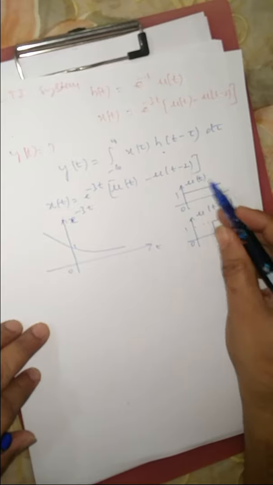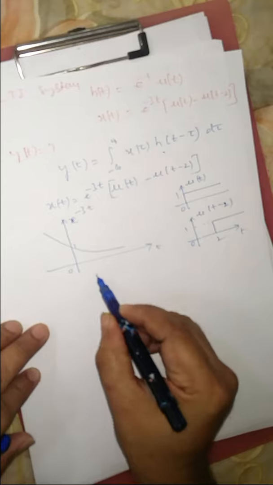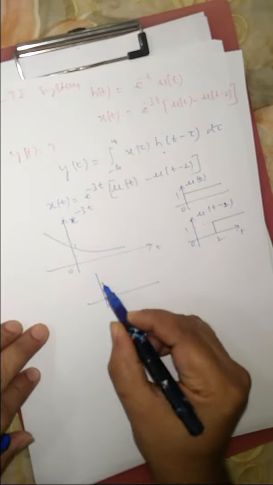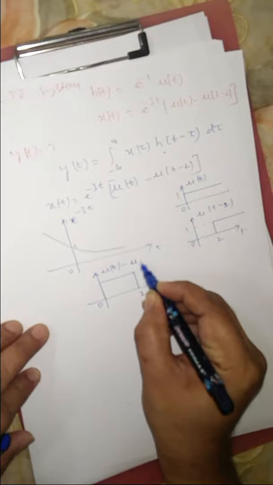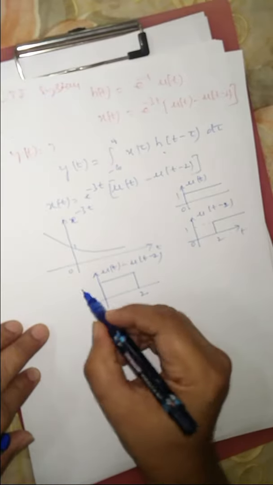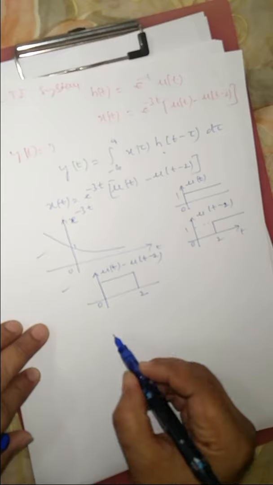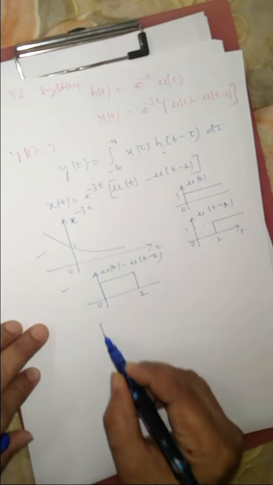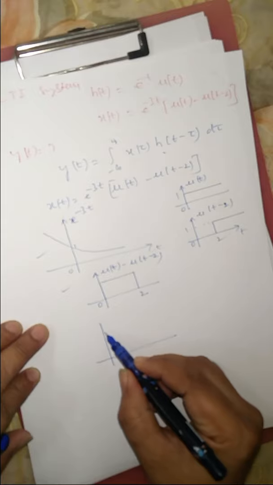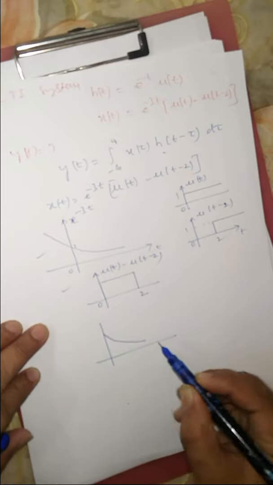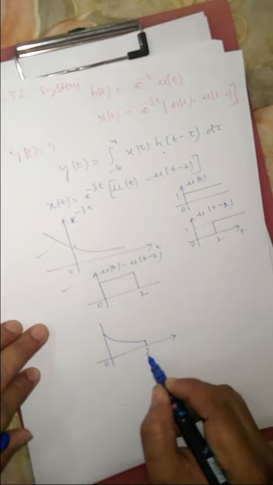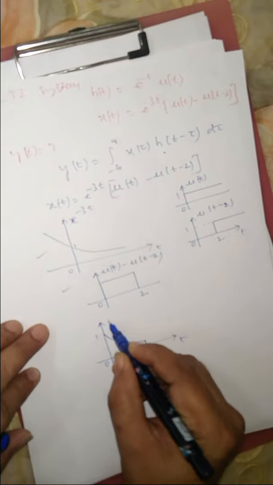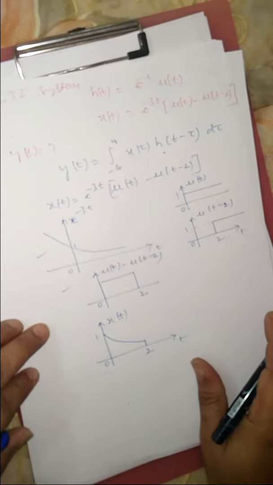When u of t minus 2 is subtracted from u of t, you will get a signal that is only from 0 to 2. This is the u of t minus u of t minus 2. When these two signals are multiplied, you will get x of t has only the 0 to 2 multiplication possible. This is the signal, this is 0, this is 2, this is t, this value is 1. This is the input signal x of t.